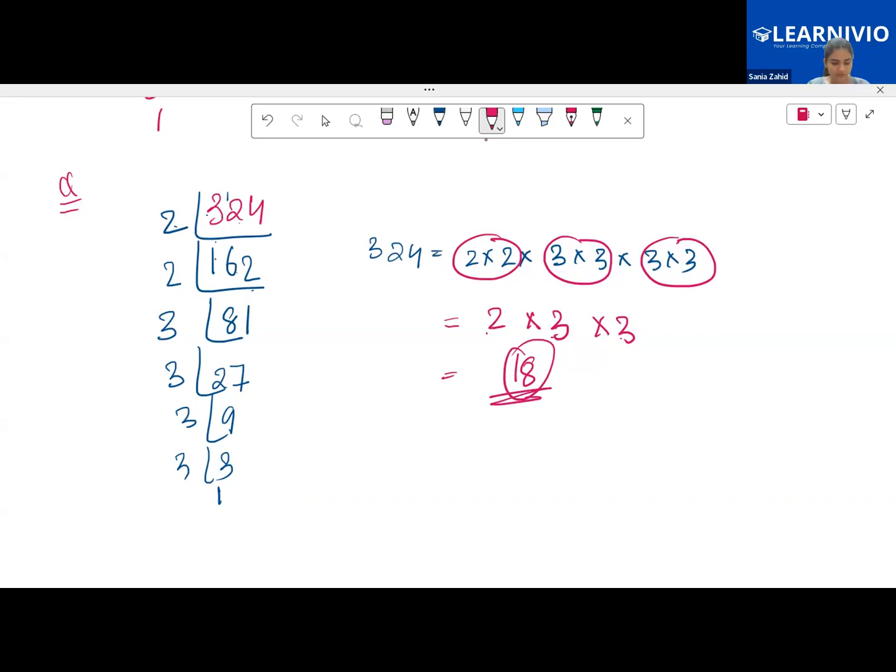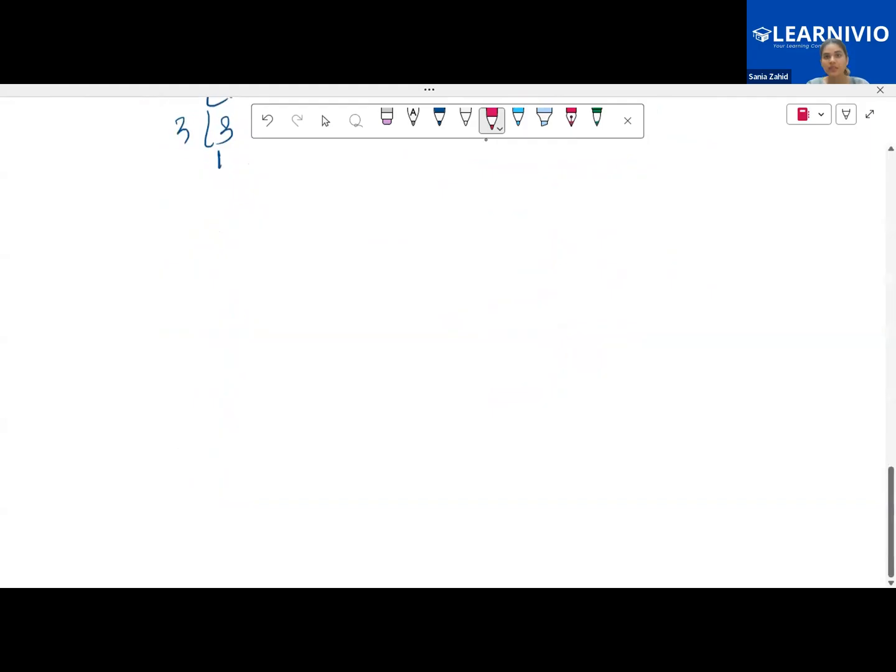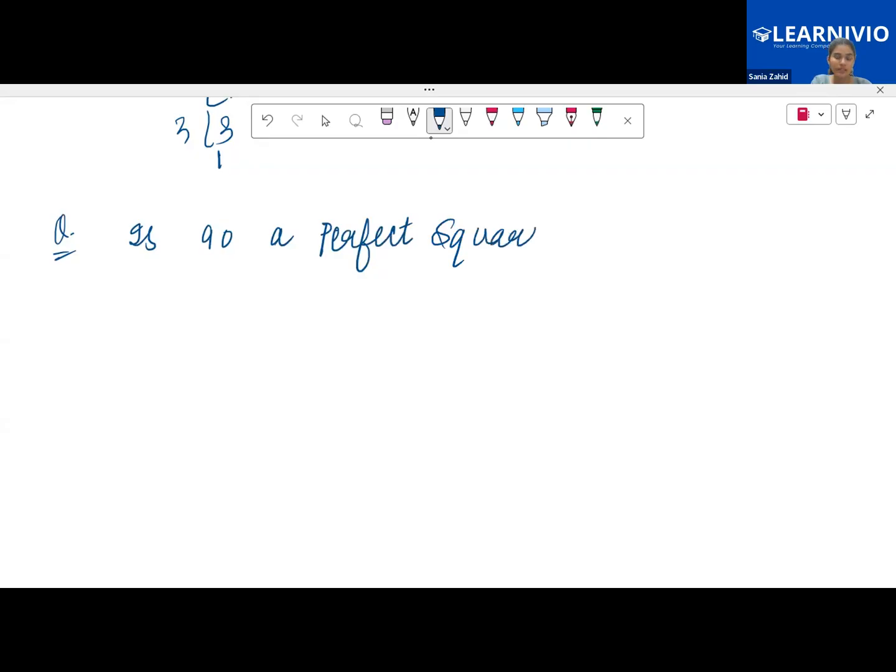Okay, now again, let's suppose I ask you a question: is 90 a perfect square? This type of question we have solved using two methods. Till now, we used to look at the last digit. If you look at the last digit of 90, what is it? 0. So according to the last digit, it can be a perfect square, isn't it?